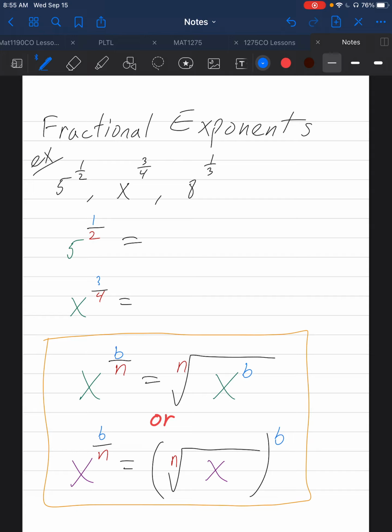Can you have a fraction in an exponential value? 5 to the 1/2, x to the 3/4, 8 to the 1/3. The answer is yes, you can. So there is a direct translation between a fractional exponent and a radical, right? We have seen this before, which is the nth root of x to the b power. Take a look at where b is going.